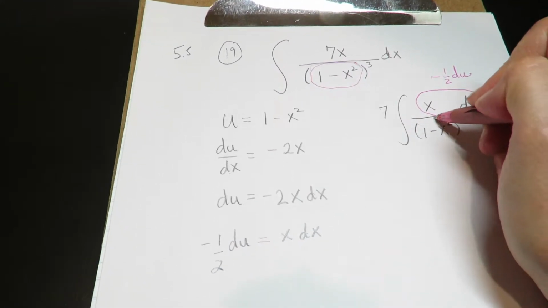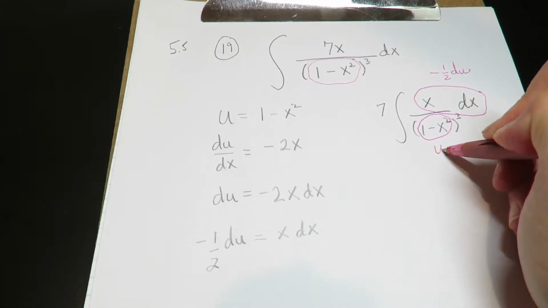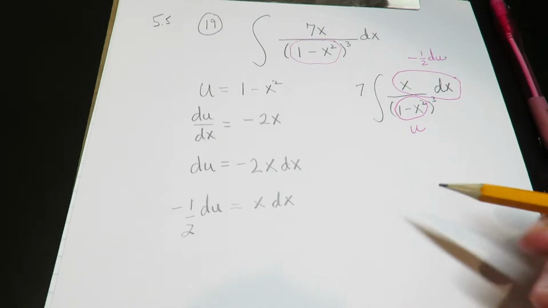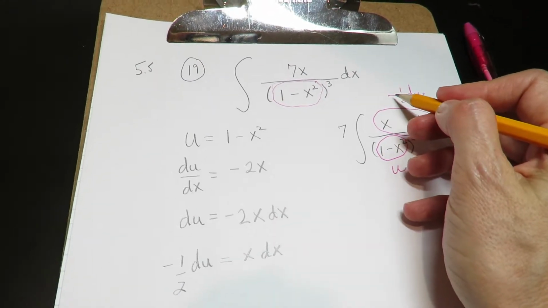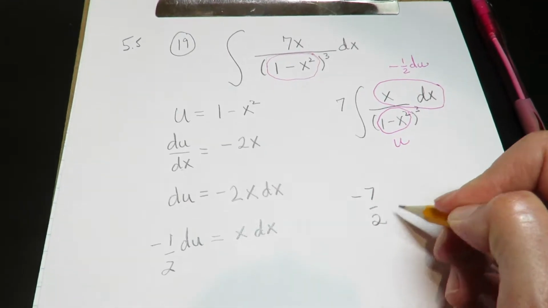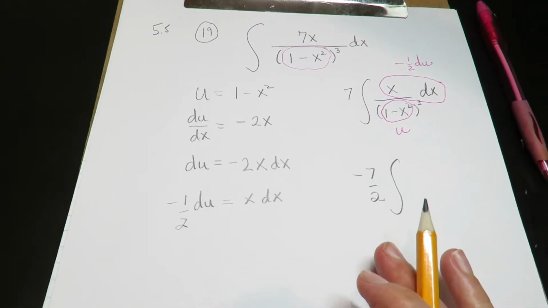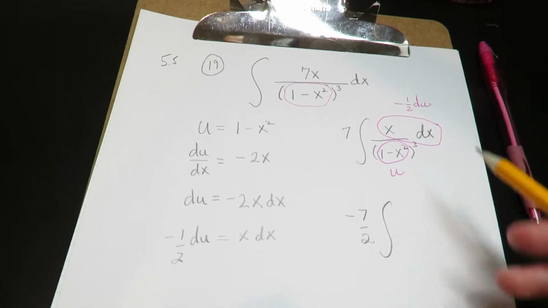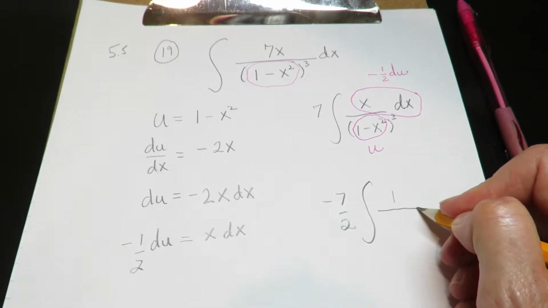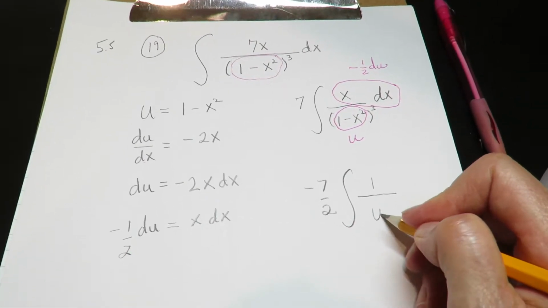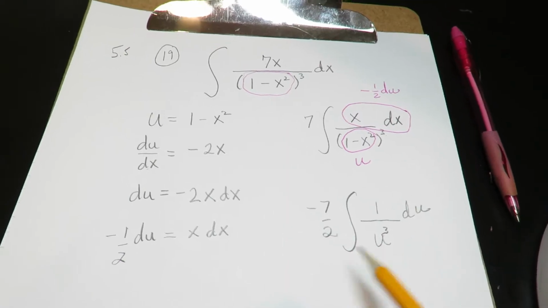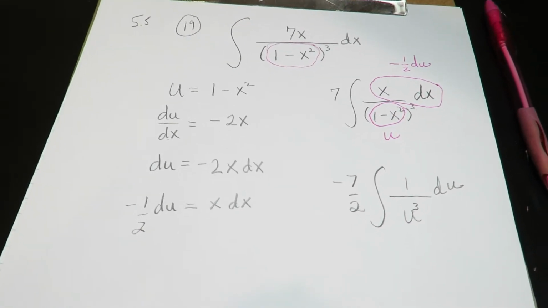And then this part over here we already said was a u. So that allows me to write this totally in terms of u. I'm going to multiply the 7 times the negative 1/2, which is negative 7/2. That's just a multiplier, so you can hold that out front if you'd like. And then I'll have 1 over u cubed du. So now everything is in terms of u.